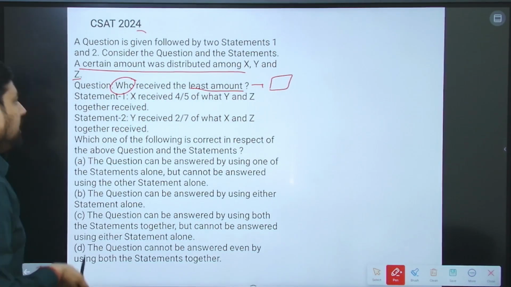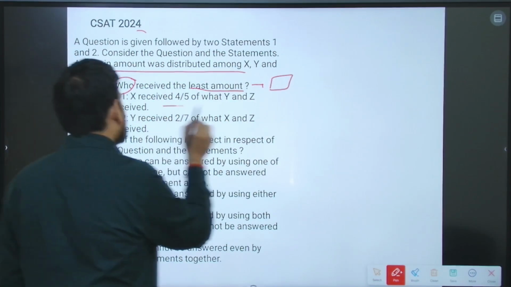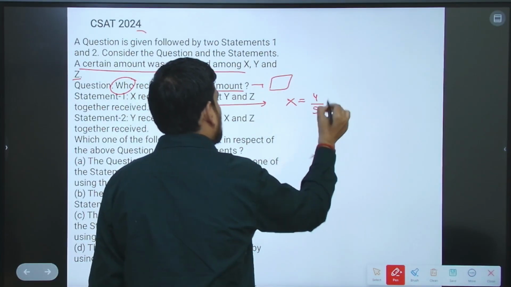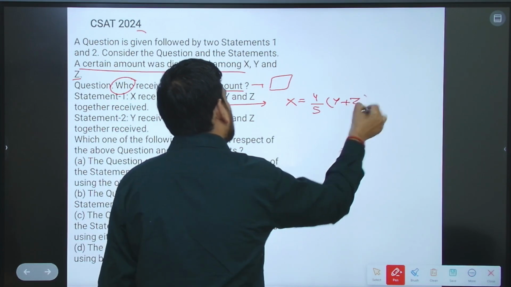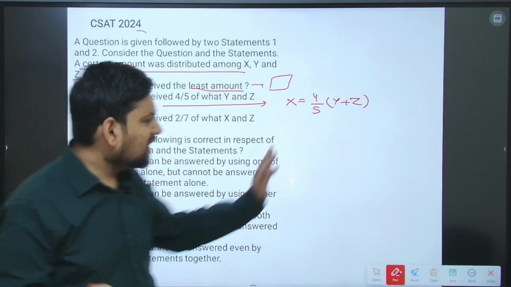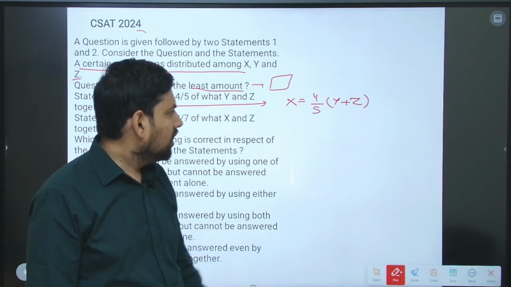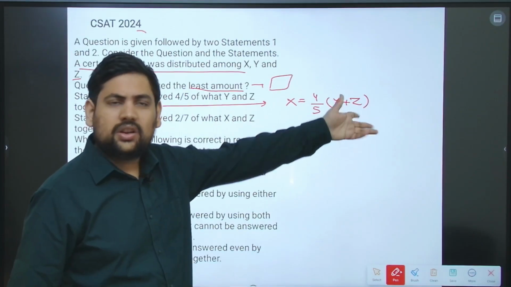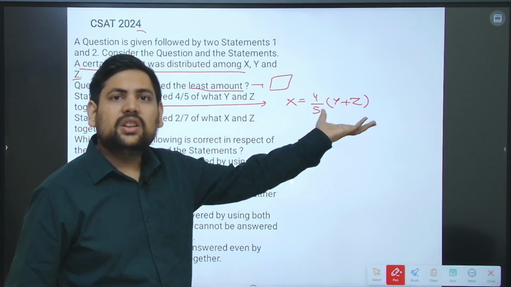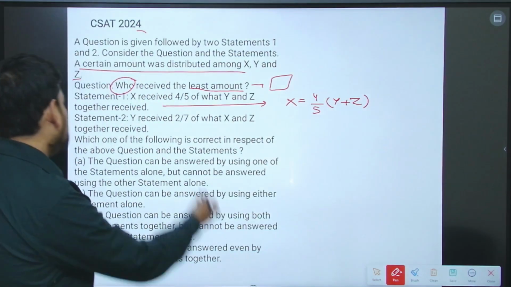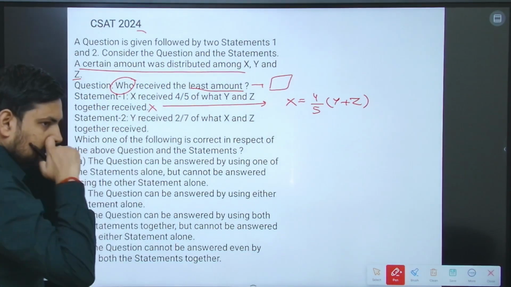So statement 1, x received 4 by 5 of what y and z got. So x is equal to 4 by 5 times (y plus z). Does this tell you anything? No, I don't know. It may be that y is very small and z is very big, or z is very big, y is very small. I don't know anything about this. This is only one equation, so definitely not enough to know the least.